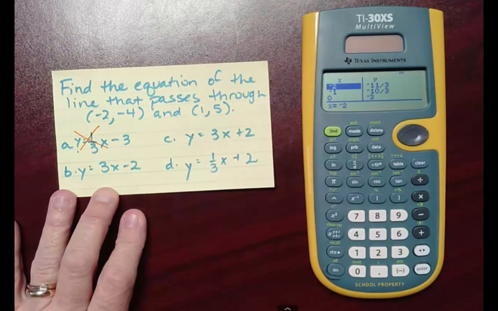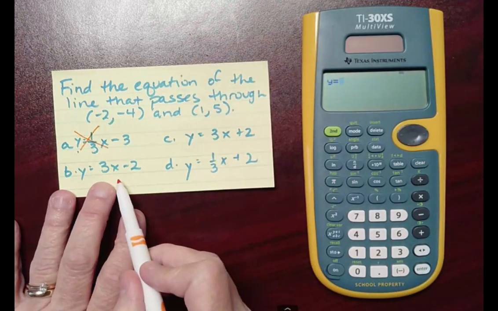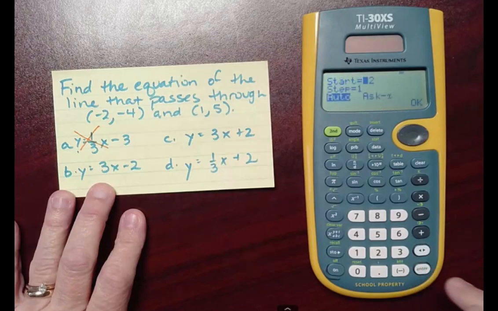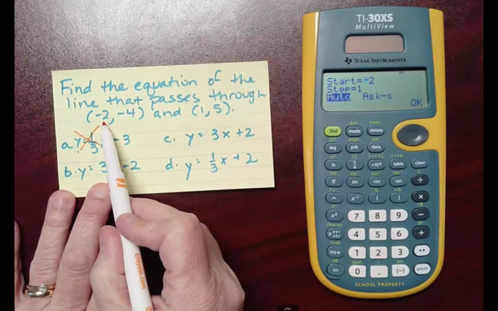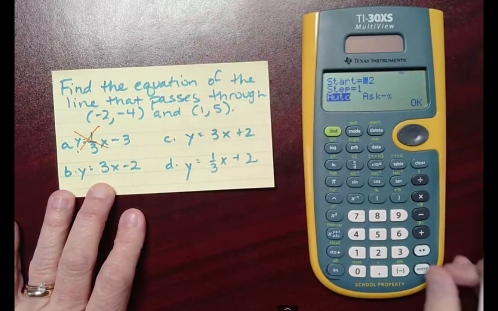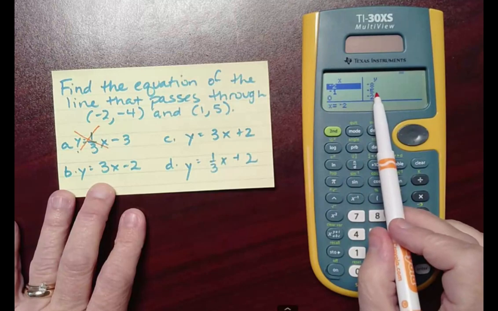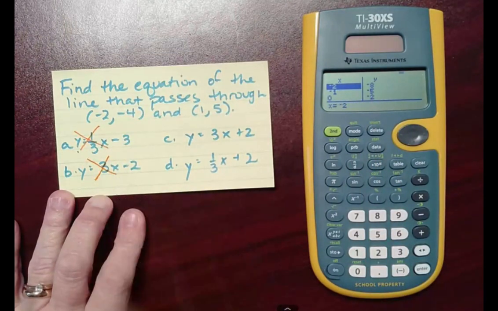Let's go to answer choice B. Table, clear. We're going to put 3x minus 2. Hit enter. Once again, I want to know the y value for that point, so I'm going to leave -2 as my start value. Hit enter, down to OK. -2, -8, not -4. B can't be right.